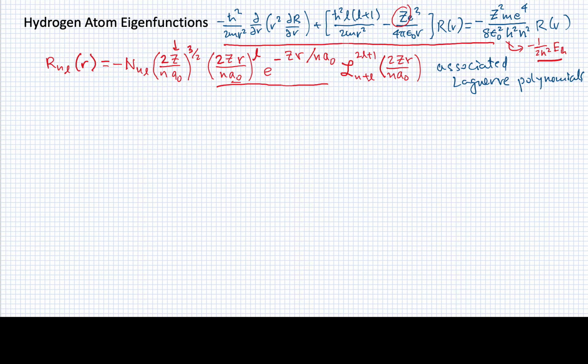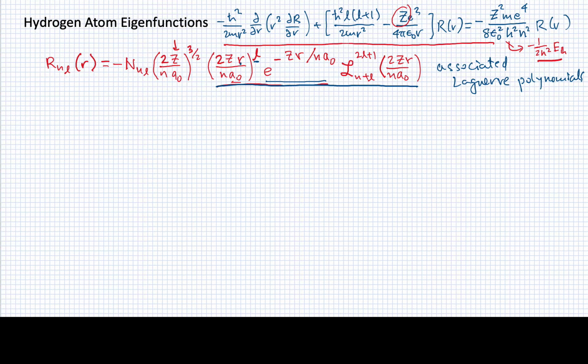All right, so this overall equation basically indicates that we have r raised to the power of L, an exponential decay in r, and a polynomial in r. And I'll just mention that these polynomials are not too difficult for small values of n and L. They typically have a highest order that is of order L. So let's take a look at a couple of examples.